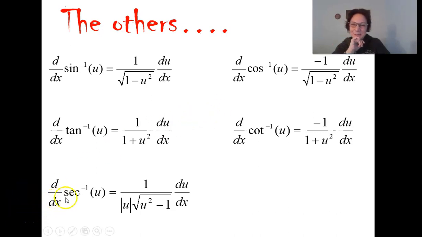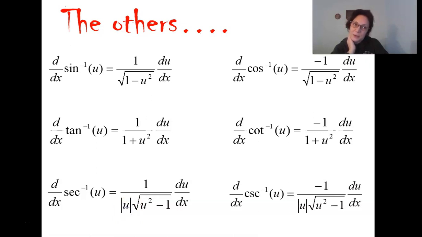So if you're taking the derivative of the inverse secant, it's 1 over the absolute value of your cloud and then square root of cloud squared minus 1. So it's the exact opposite of sine here under the root. And then it has this absolute value of u. And then good news, cosecant: same thing with a negative on it.